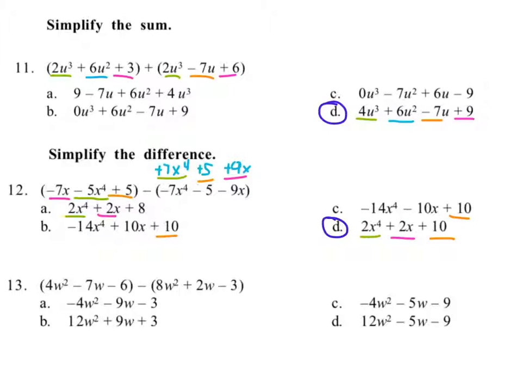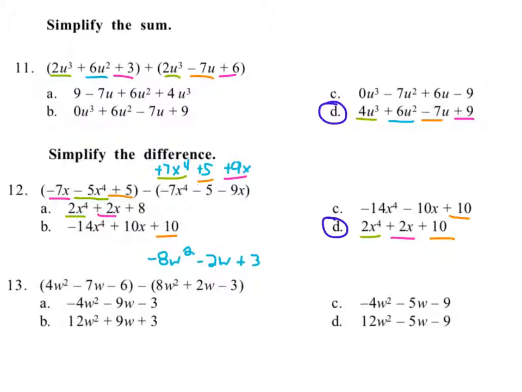Okay, let's do that one more time. Down here at the bottom, we're subtracting. So for this second polynomial, the sign of everything inside changes. That 8w squared becomes negative 8w squared. That 2w becomes negative 2w. And that negative 3 becomes positive 3.